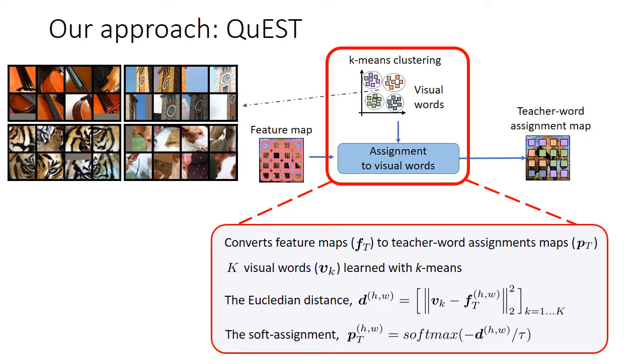So given this vocabulary, we generate the teacher word assignment maps by computing the Euclidean distance between the vectors in the feature maps and the teacher words, and then soft assigning each feature vector to its closest visual words by passing the negative distances through a softmax function.